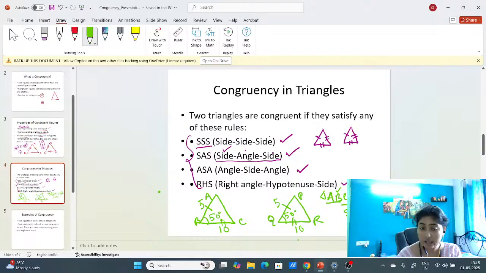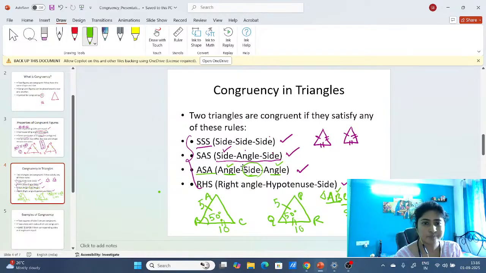Now let us see what is ASA then. So what is ASA? You can just notice from here, angle side angle. Angle side angle means two angles and one included side. In SAS we had included angle. In ASA we will have included side. So what is included side?